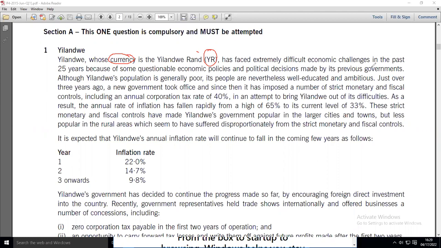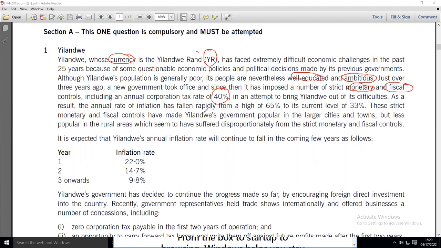Y has faced extreme difficult economic challenges in the past 25 years because of some questionable economic policies and political decisions made by its previous governments. Although its population is generally poor, its people are nevertheless well educated and they're also ambitious. Just over 3 years ago, a new government took office and since then it has imposed a number of strict monetary and fiscal controls, some economic terms there, including annual corporate tax of 40%, in attempts to bring Y out of difficulties.